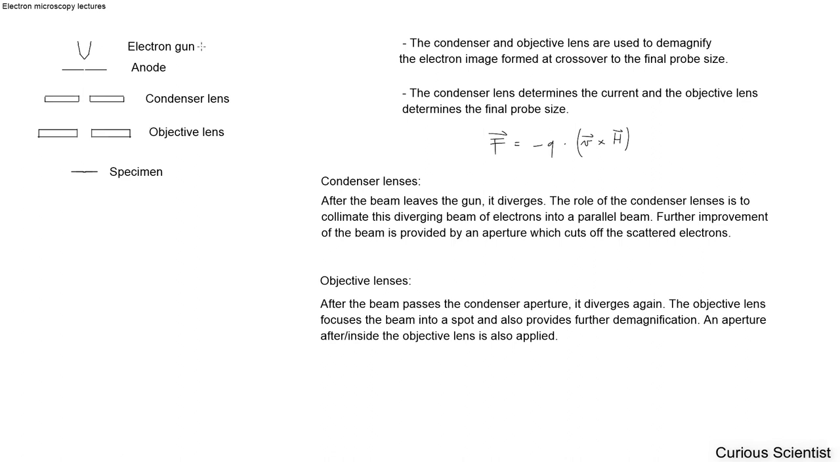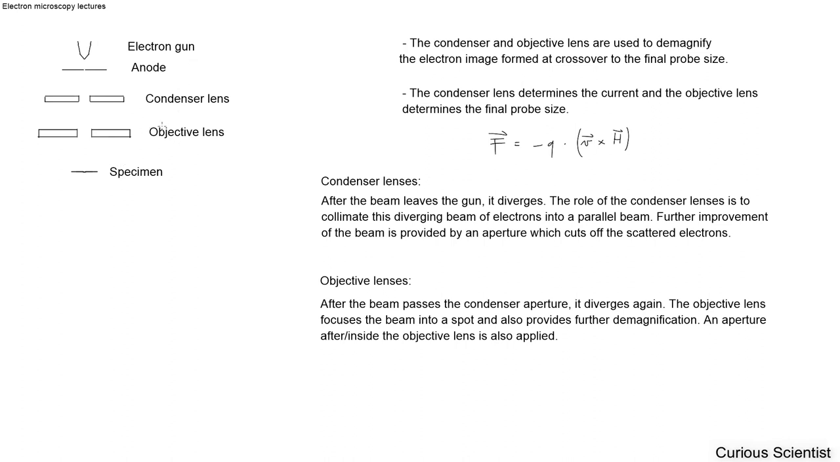We have the electron gun, which creates the electrons by different principles. And then the anode basically pulls out and accelerates the electrons towards the specimen. Then this electron beam goes through a set of lenses, the main two groups, called condenser lenses and objective lenses. I just drew one of each, but sometimes you have several stages of these things.